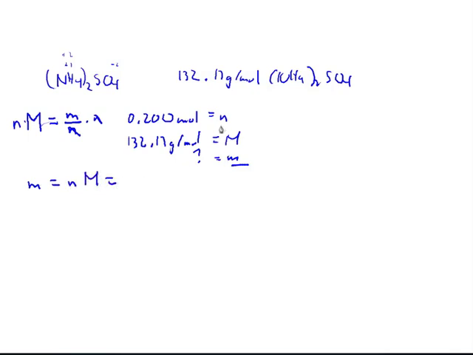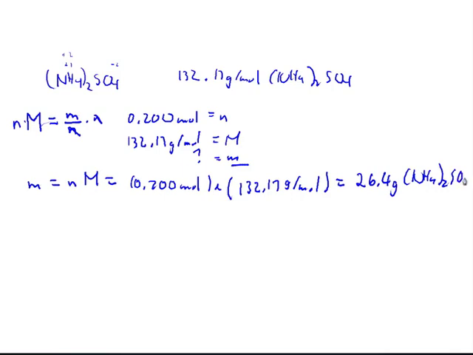And now we'll just do the substitution. So that'll be 0.20 moles multiplied by 132.17 grams over moles. And if we plug that into the calculator, that gives us 26.4 grams of ammonium sulfate.